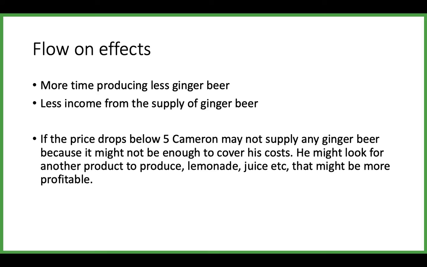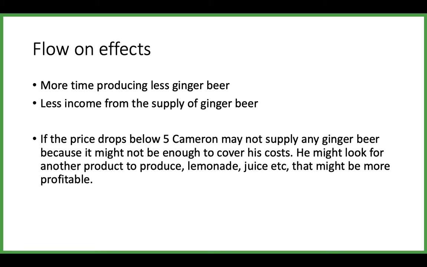It would be quite significant. So he might need to do something else, or might need to not spend as much on other things that he's doing. Now, if the price drops really low, below what we know in the graph, we don't know how much he's willing to supply. He may not even be able to supply anything. So he may not supply any ginger beer because it might not be enough to cover his costs.